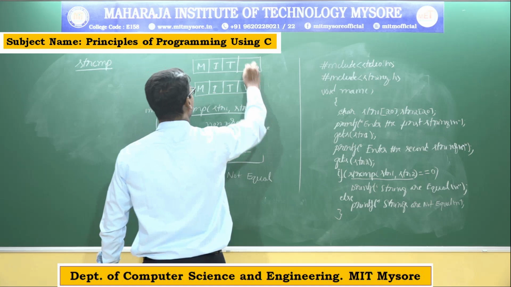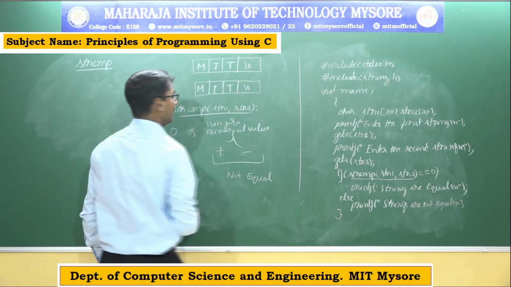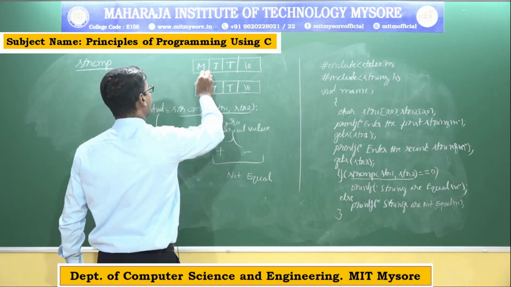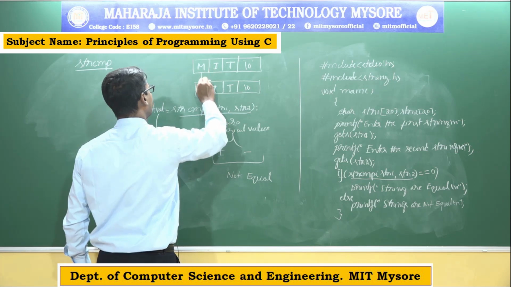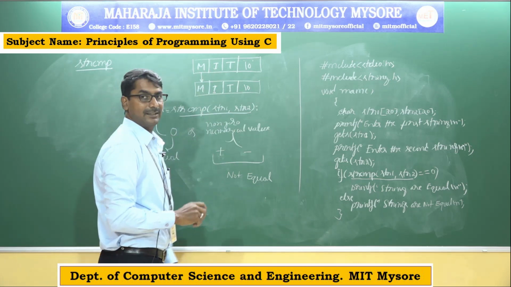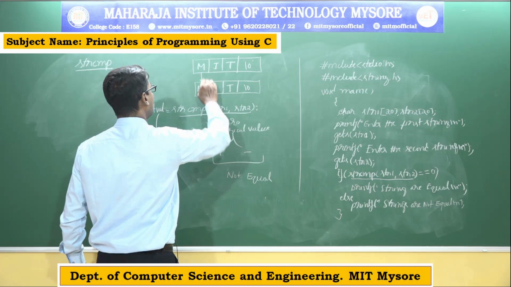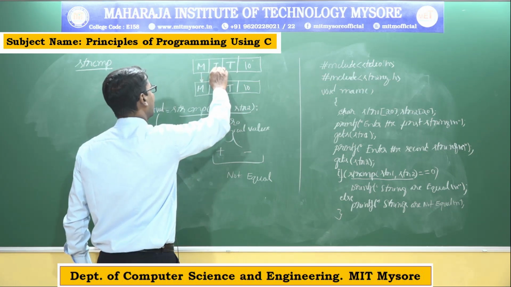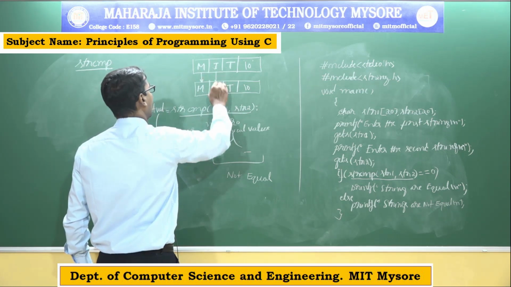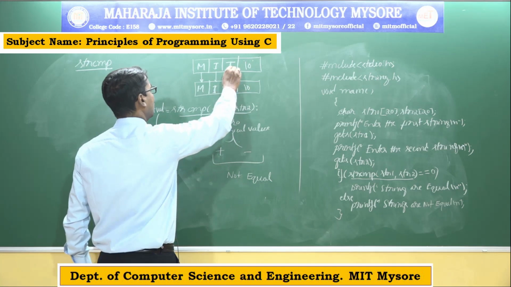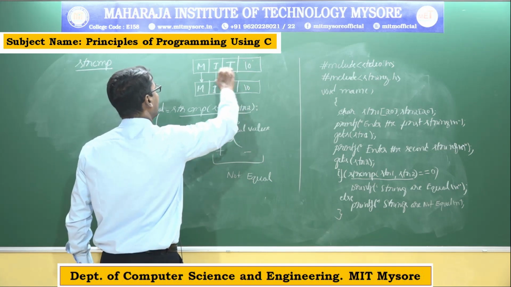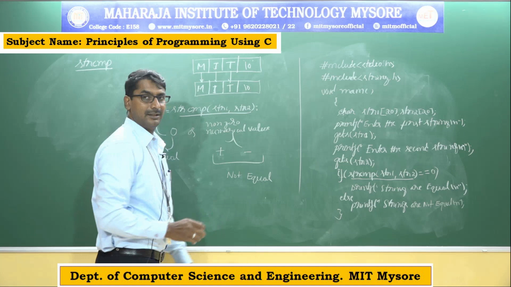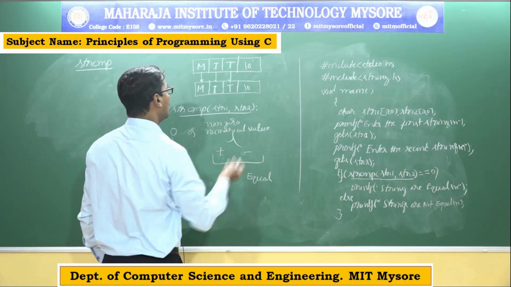MIT. The last character is null. Here it will compare character by character. The character comparison is the ASCII difference between the characters. The difference between M and M is 0. Next it compares I and I, the difference is 0. Next T and T, the difference is 0. Once the value is 0, it will return the value 0.